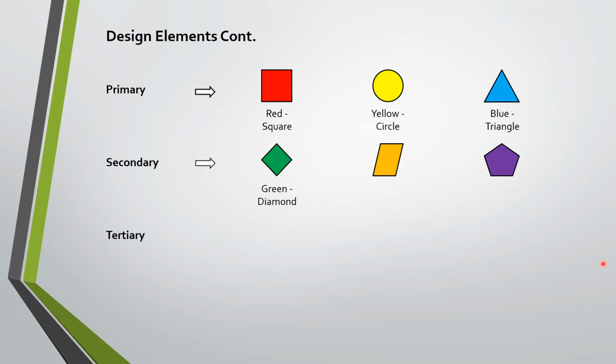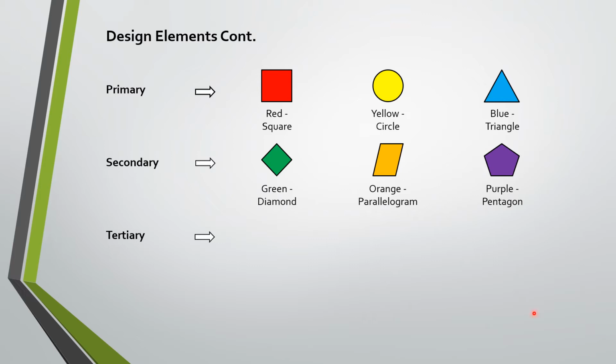So we'll go on to see the shapes and which colours they are. We have green first of all, and that shape there is a diamond. We have orange, and we have an orange parallelogram. And last we have a purple pentagon. So moving on to our tertiary colours now.